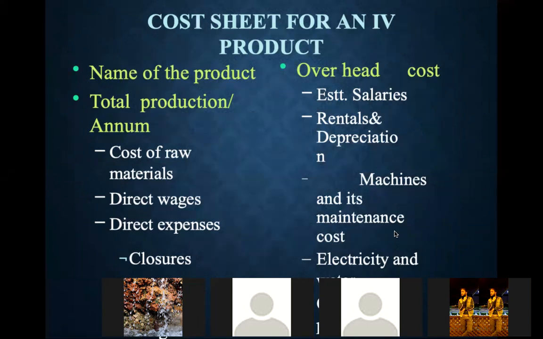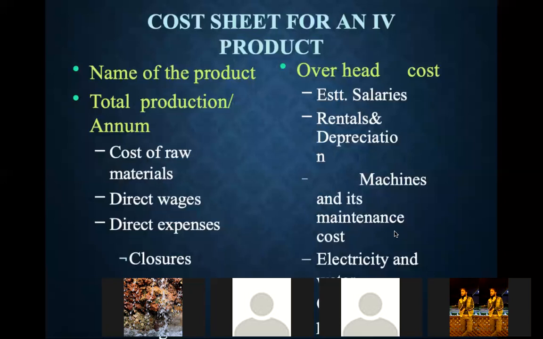Then they have to check the cost of raw materials. Then direct wages, because you have to employ certain daily wage employees, because the pharmacists cannot manufacture each and everything. They have various types of staff also, technicians and others. So direct wages, how much they cost, the employees' pay and expenses. Then there are various containers, closures, labels, and hangers, where they have to be placed, and the overhead cost.